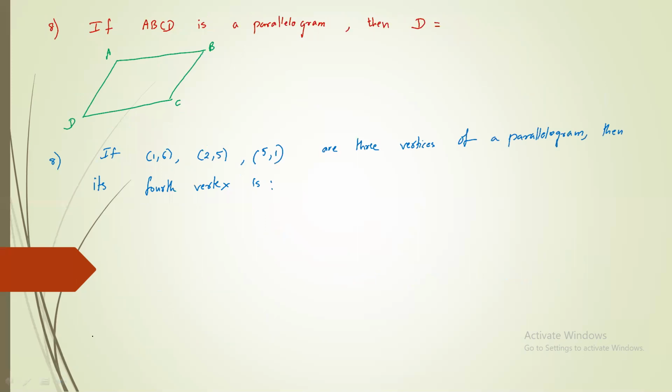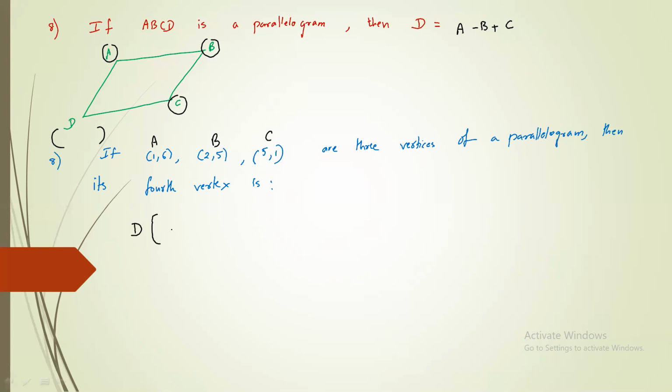Coming to question number 8. If ABCD is a parallelogram, you are given the vertices A, B, and C, whereas you don't know the fourth vertex D. To find the fourth vertex D, the formula is A minus B plus C. So in the question, if the vertex A is given as 1, 6, B as 2, 5, C as 5, 1 in cyclic order, then the fourth vertex D you can find.